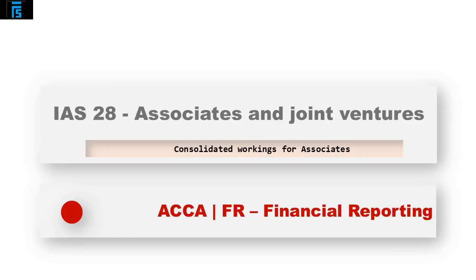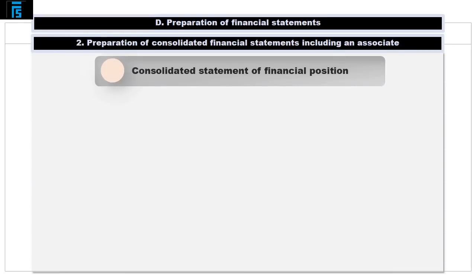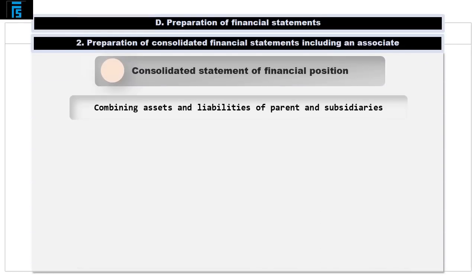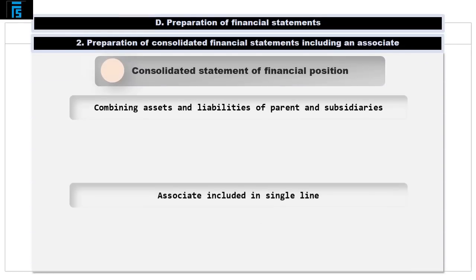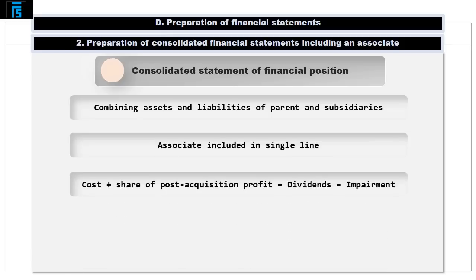the course material. That is by combining the assets and liabilities of the parent and its subsidiaries on a line-by-line basis. As we remarked in the previous video, the associate will be included under non-current assets in a single line, whose carrying amount is computed as the cost of the investment made, plus a share of the associate's post-acquisition gains or losses, less any dividend distributions received, as well as any potential impairment losses.